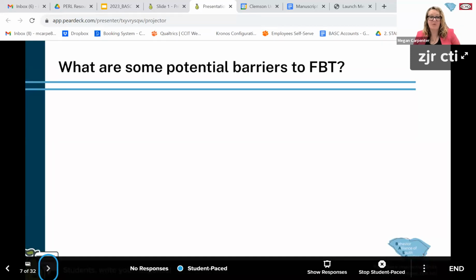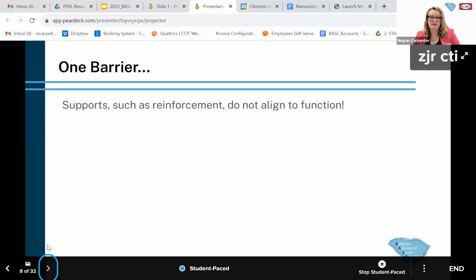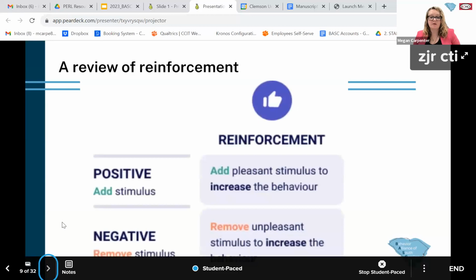So just go ahead and think, what are some potential barriers to function-based thinking? One barrier we know that exists is that when supports such as reinforcement aren't aligned to the function, behavior supports are just not going to be as effective. So it's important, once we identify the function, that we think about how we're going to align supports.